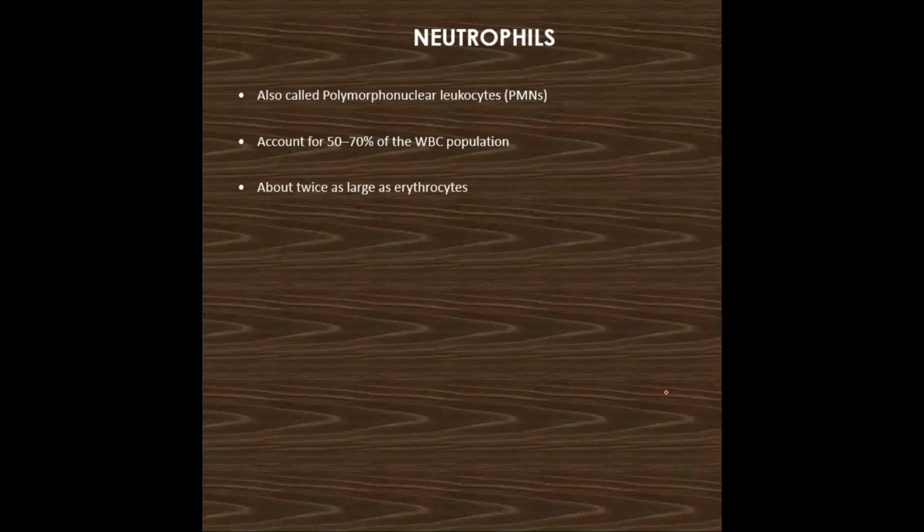First of all, neutrophils, also called polymorphonuclear leukocytes, account for 50 to 70% of the white blood cell population and are about twice as large as erythrocytes. They are normally found in the bloodstream and are the predominant cells present in pus. As we can see here, about 70% of the total white blood cells are neutrophils, so they are normally present in the pus.